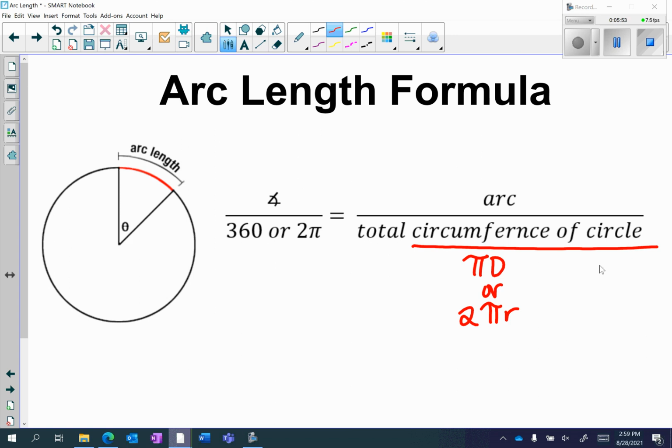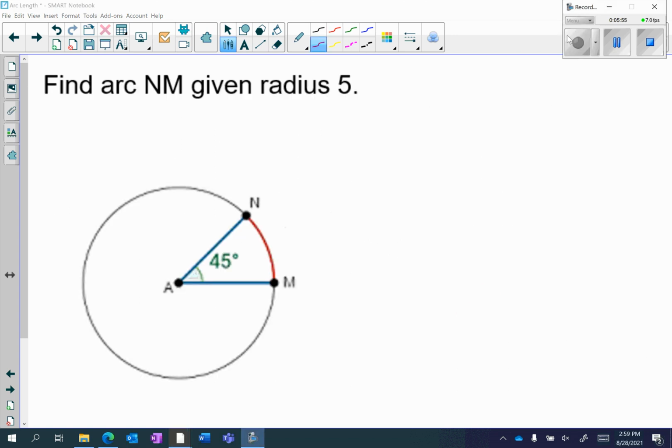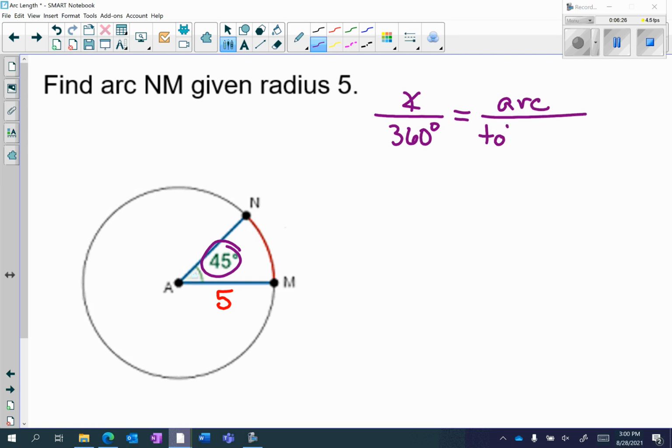Let's take a look at an example. In this problem, it says find arc NM given radius 5. So we know the radius is 5, which means the length of AM is 5. So again, because we're trying to find the arc length, the formula we're going to be using is angle over, in this case we're going to be using 360 degrees since our angle is in degrees, is equal to the arc over the total circumference.